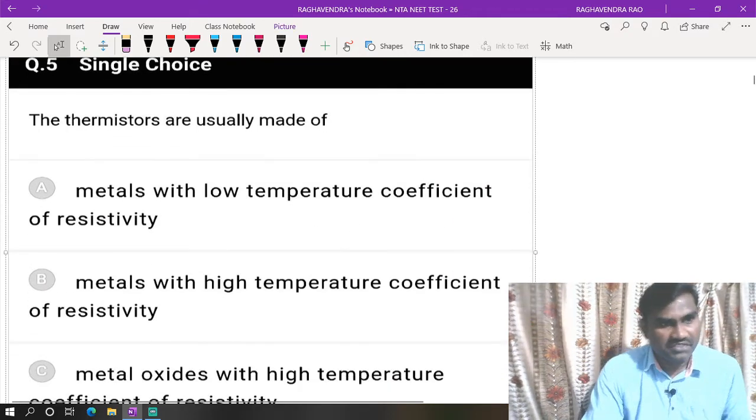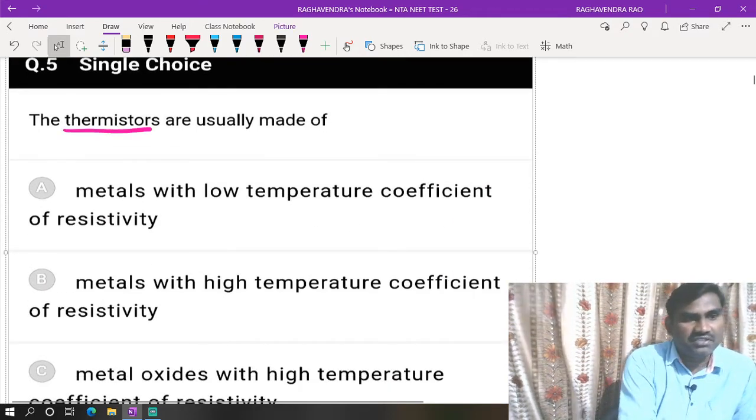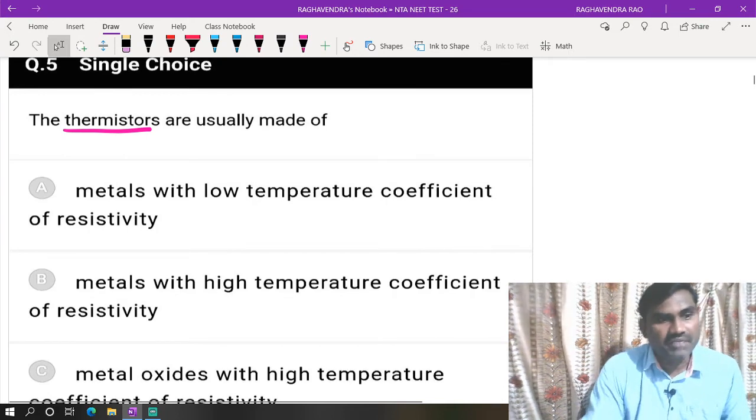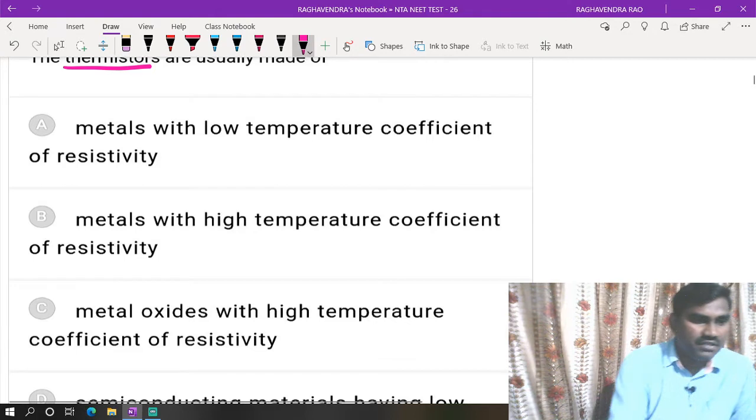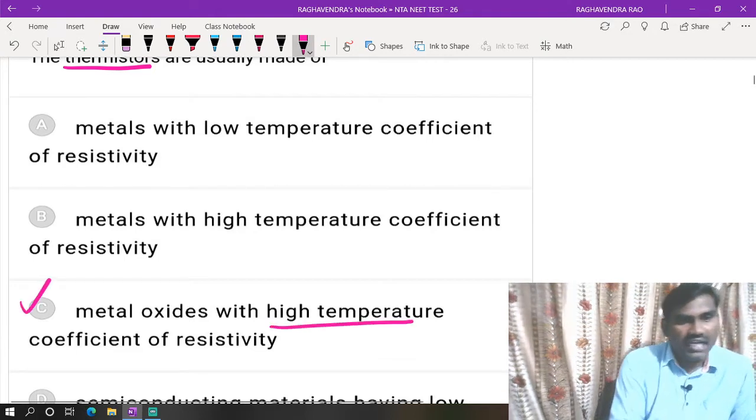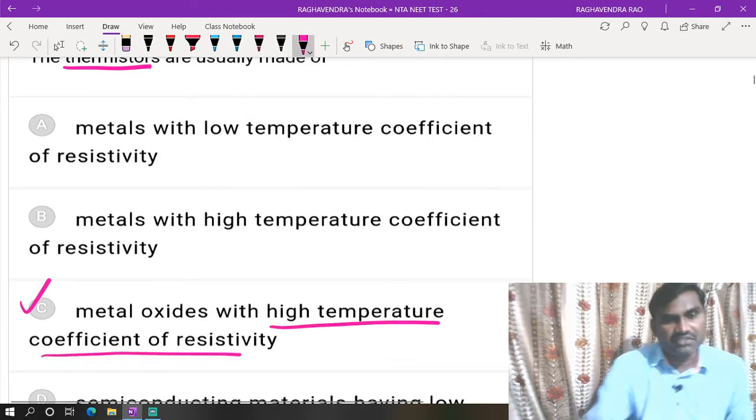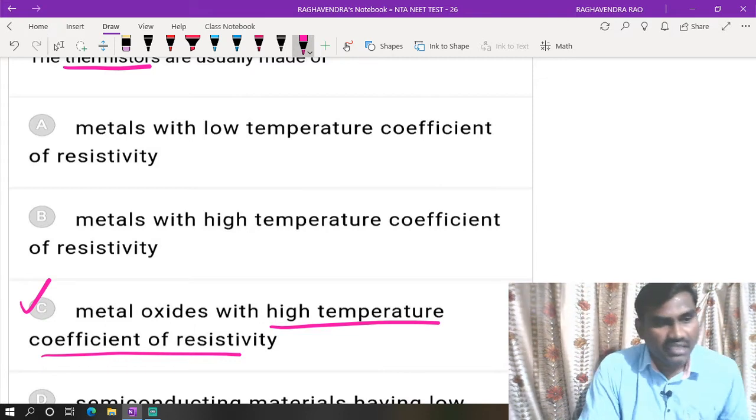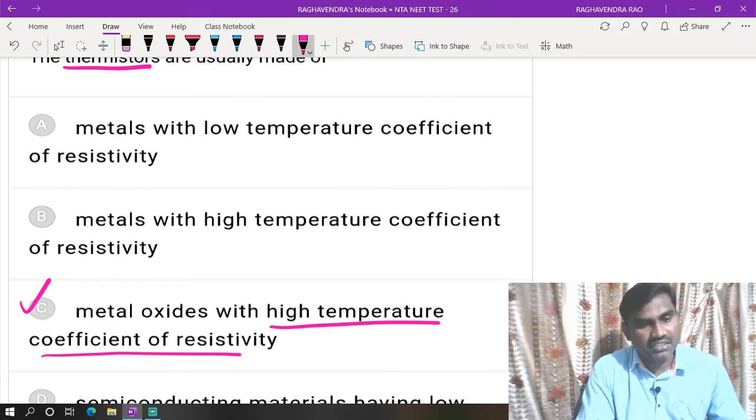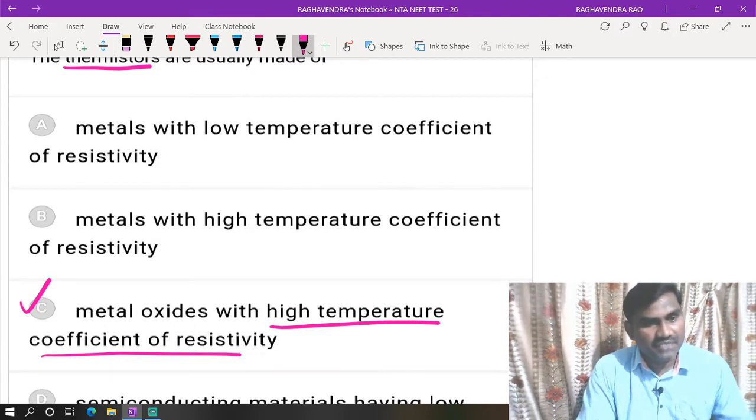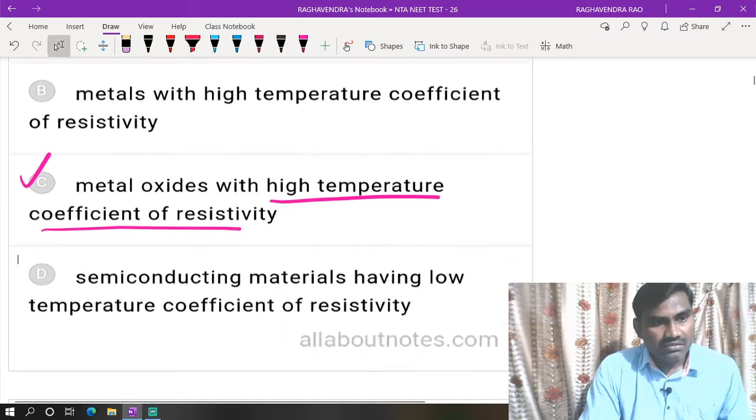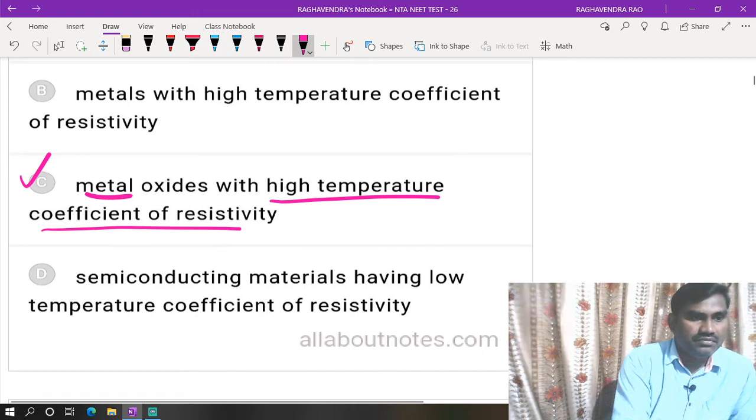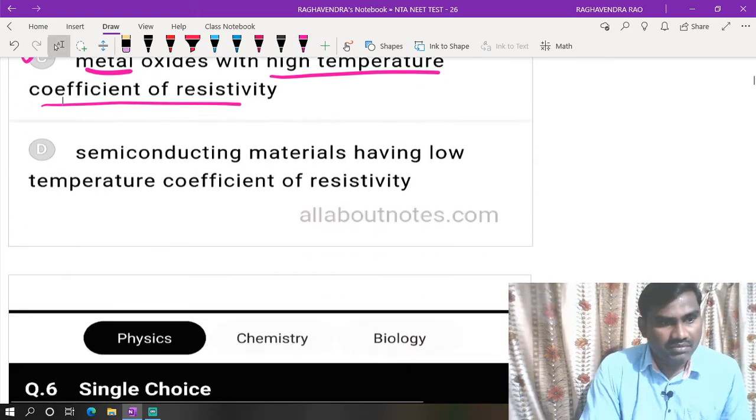Okay, so thermistors. These thermistors are nothing but resistors which are made up of semiconducting materials. They are made up of metal oxides with a high temperature coefficient of resistivity. And as they are made up of semiconducting materials, we can take them as having a negative temperature coefficient of resistivity. This is a direct point we can remember.